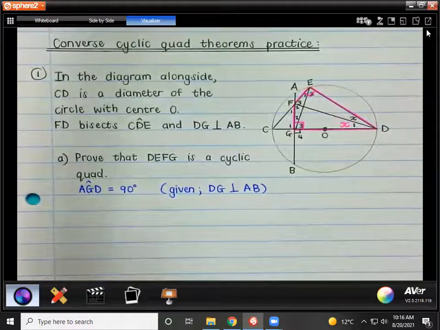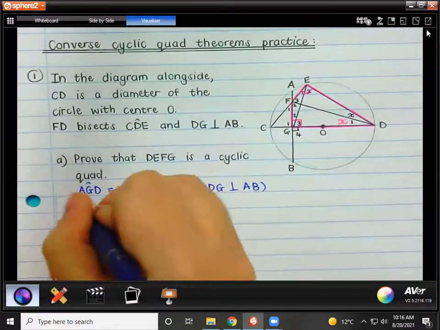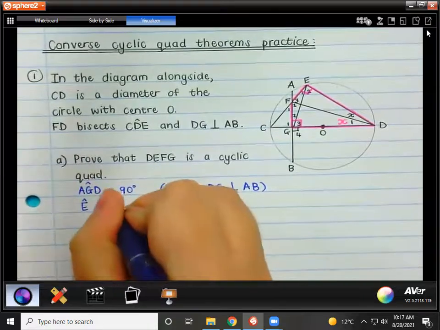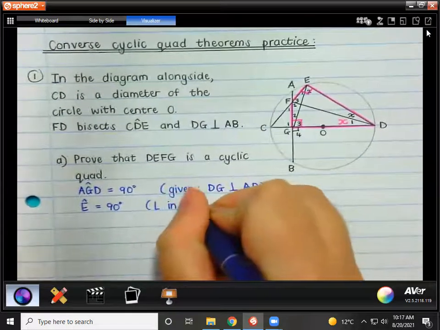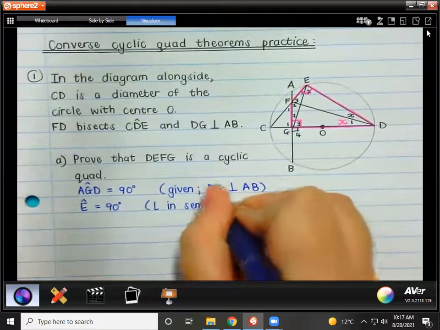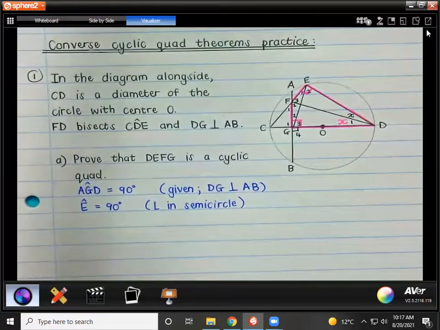All right, then we said that angle E is also equal to 90 degrees. That was angle in semicircle. Or you can say angle subtended by diameter, but it's obviously a longer one, so I can put this one.